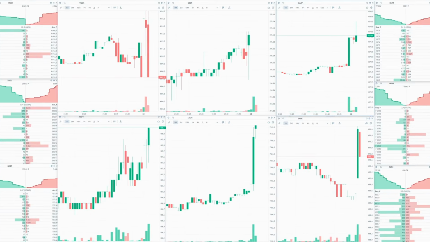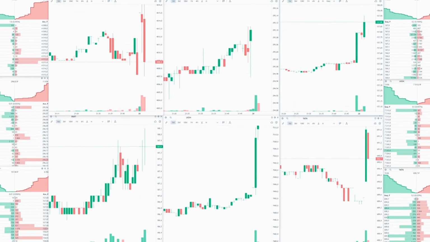Now, if the daily chart or the higher time frame chart lines up with the 5-minute bias, guess what? That's a bonus for me. Anytime the higher time frame lines up with my 5-minute chart, that's a bonus. But that's not going to happen every single day.